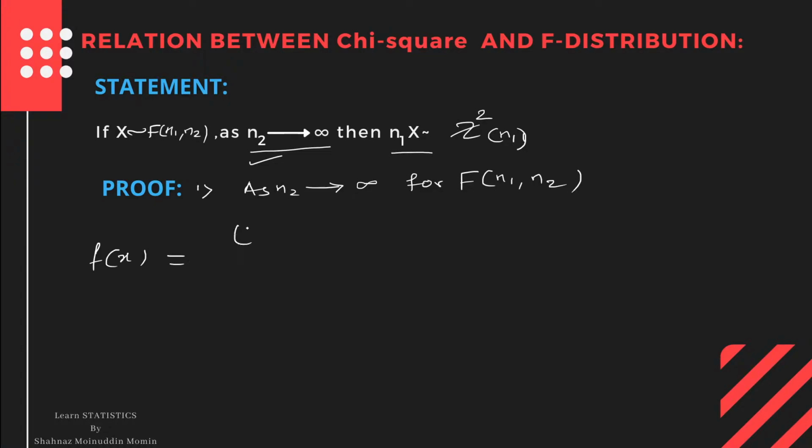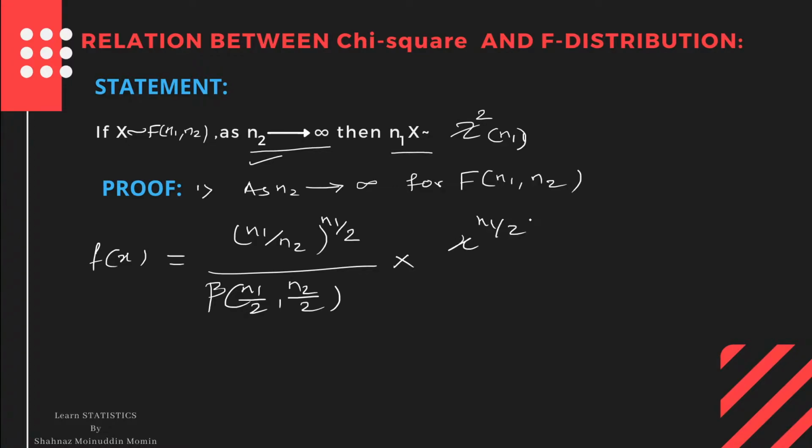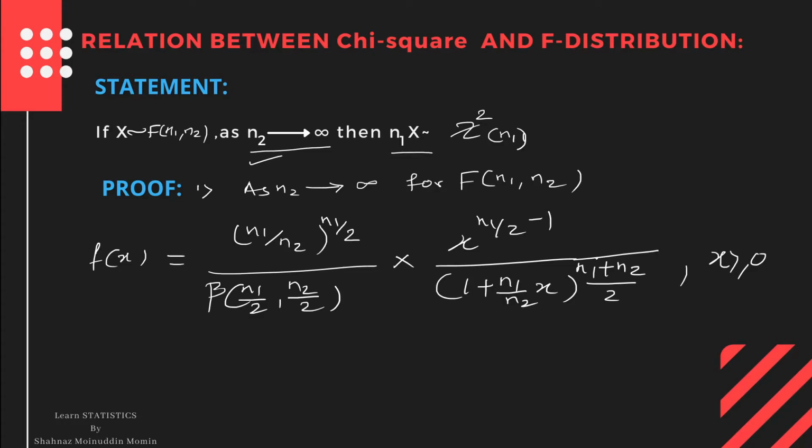F(x) is equal to (n1 upon n2) raised to n1 by 2, divided by beta(n1 upon 2, n2 upon 2), multiplied by x raised to n1 by 2 minus 1, divided by (1 plus n1 upon n2 x) raised to (n1 plus n2) by 2. The range of F distribution is x greater than or equal to 0. Now I will expand the beta function in the denominator and rearrange the terms.